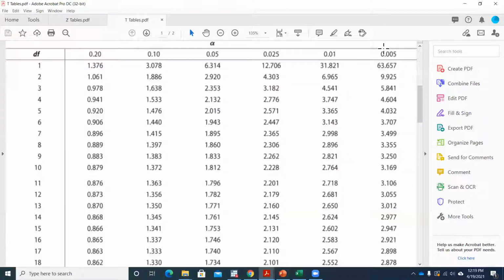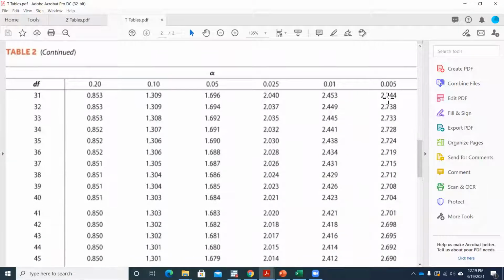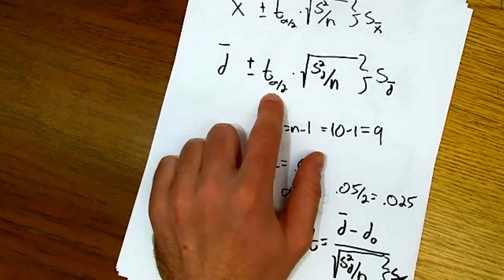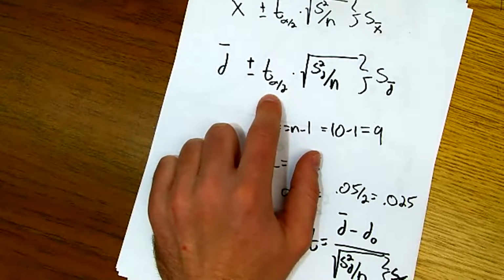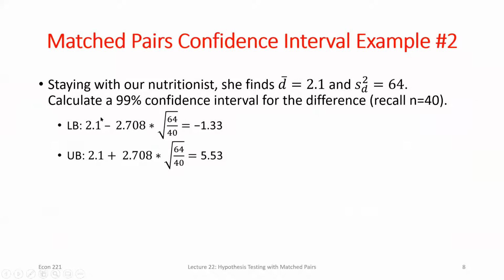Go to our t-tables, 0.005, degrees of freedom, scrolling all the way down to 39, 2.708. Well, now that we have that 2.708, we have everything we need to plug in and calculate that confidence interval, right? And at that point, it's just a matter of getting it entered into our calculator correctly. But we have all those values plugged in, and we get this lower and upper bound of negative 1.3 and 5.53.